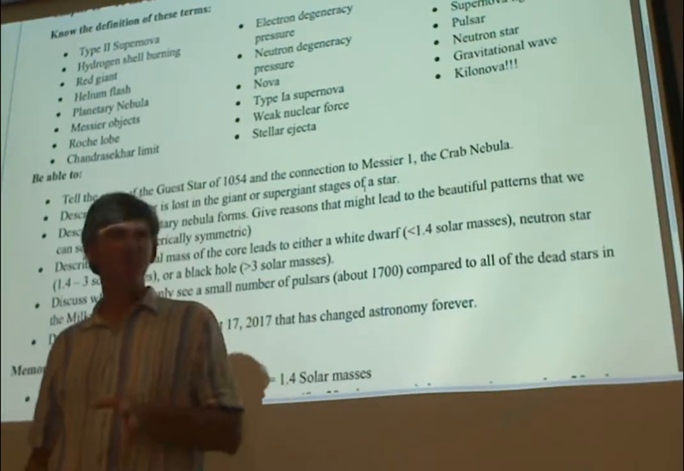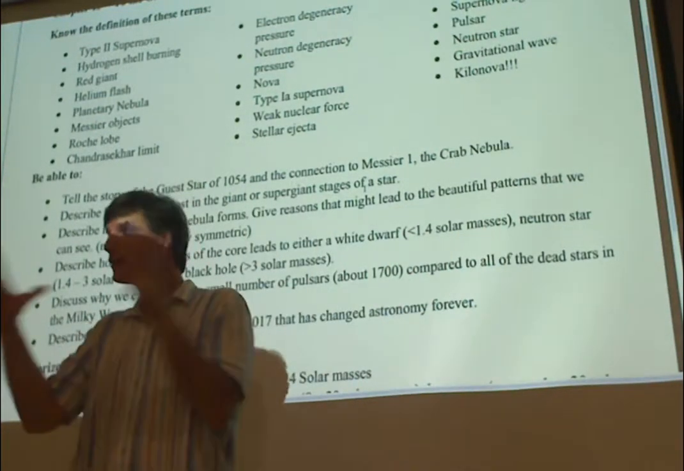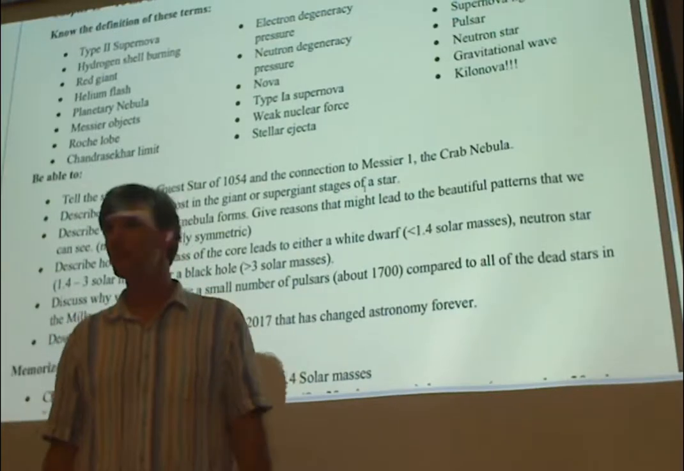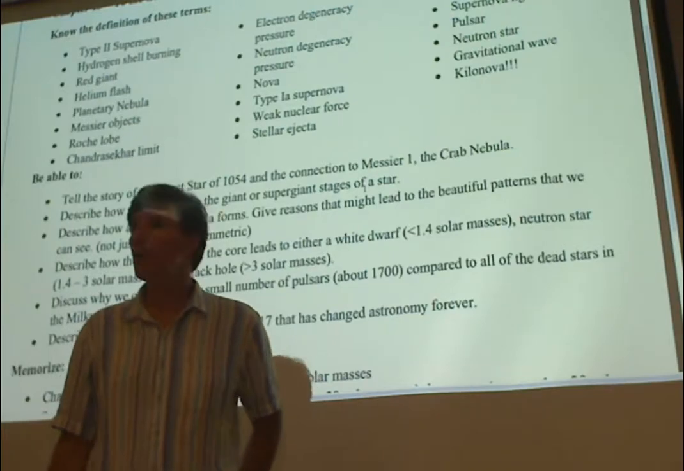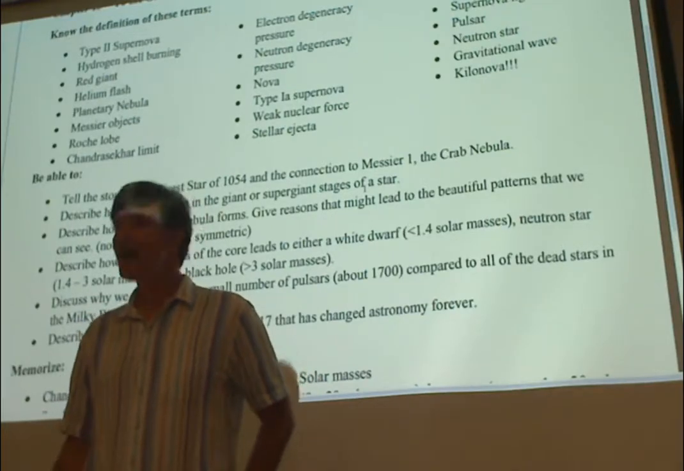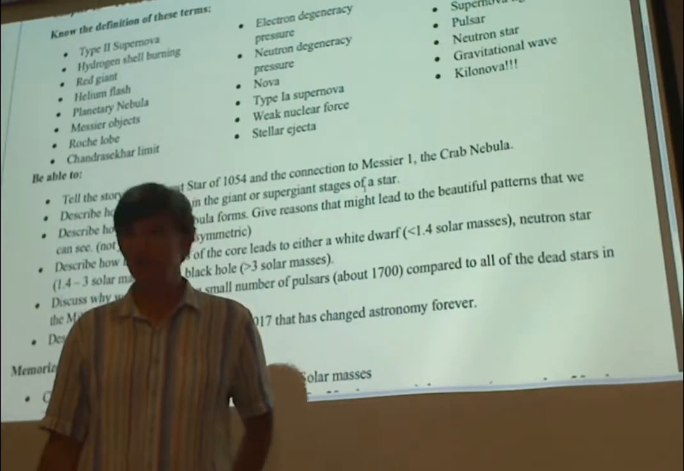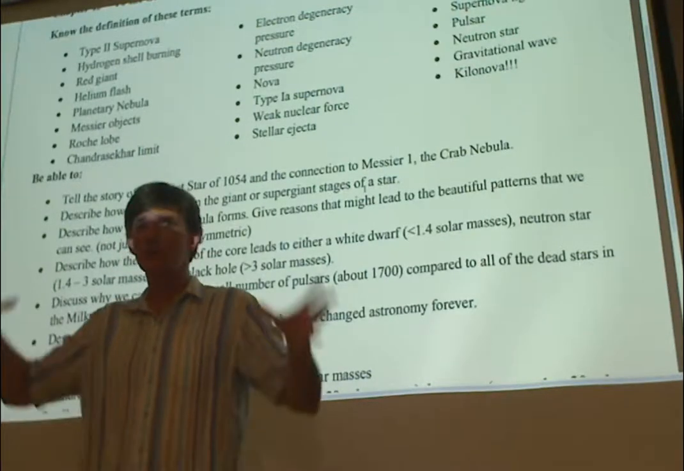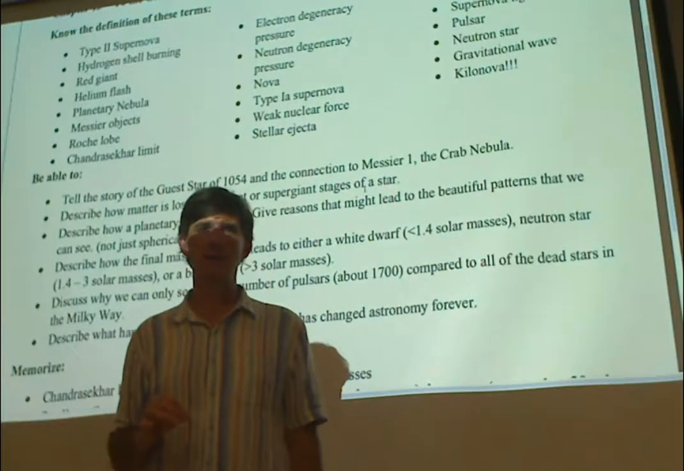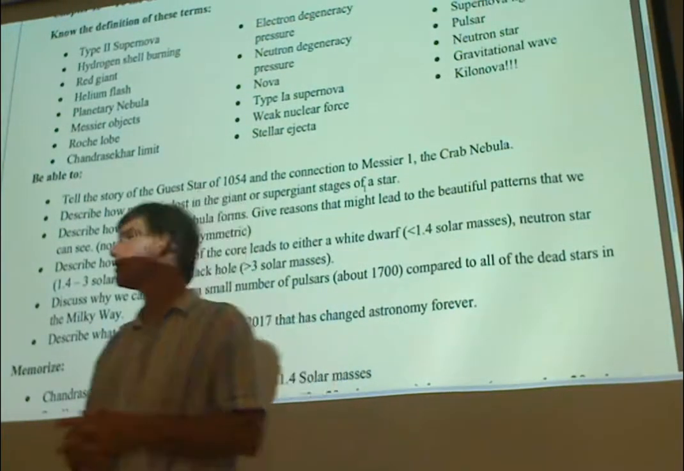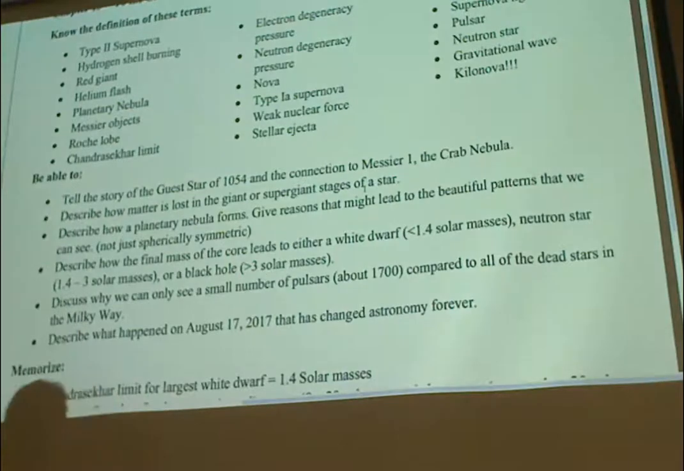What happens if you go above 3? The leftover mass is above 3. What holds gravity back? What's strong enough? Nothing is strong enough. Gravity collapses it down, we say, to a single point, a singularity. What you get is something crazy called a black hole. Gravity is so strong that nothing can hold it back: electrons aren't strong enough, neutrons aren't strong enough, nothing.